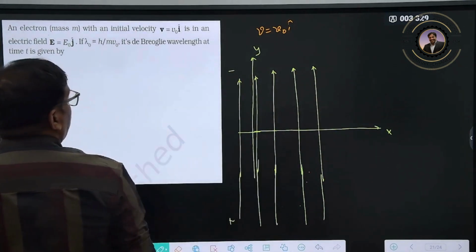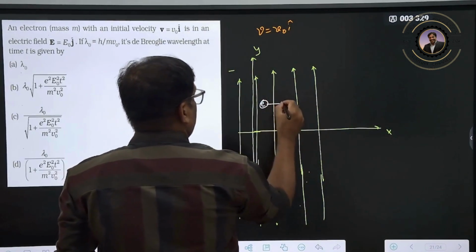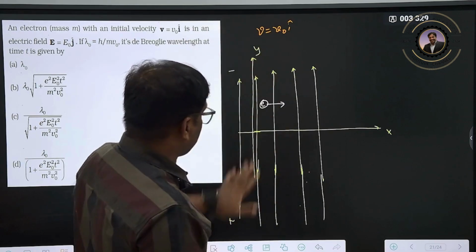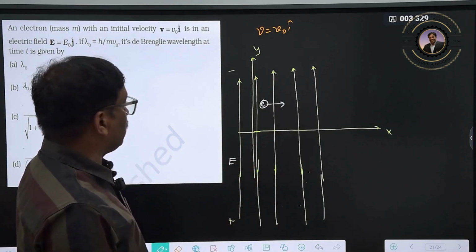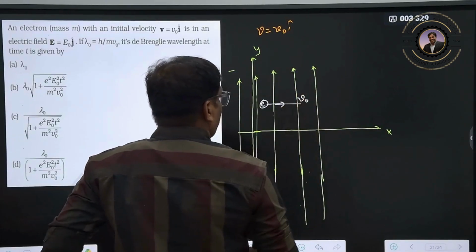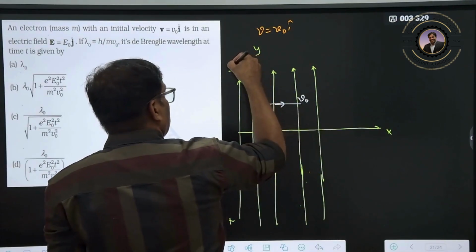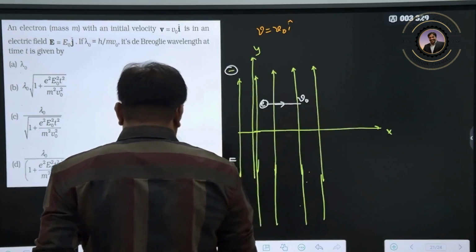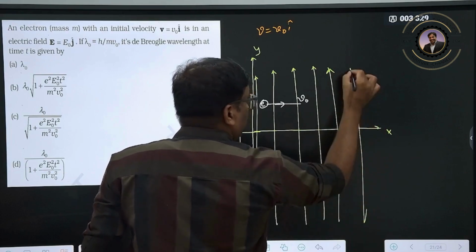Now what happened? Now the electron is going in which direction? The electron is going in this direction, clear, because of V naught I cap, and my electric field is in this direction, it is E. Now when the electron is going toward this side it will have V naught, but it is going to experience a force here. Which direction? This side is negative, this side is positive. It is going to experience a downward force. So due to this electric field, it will come down like this.